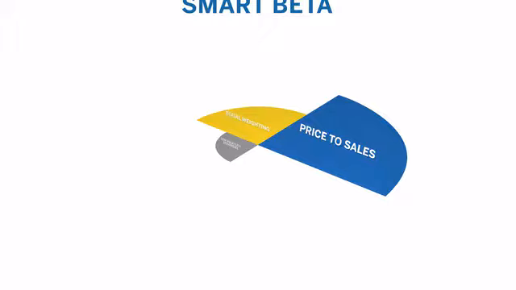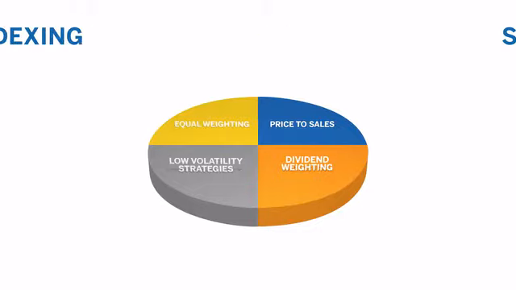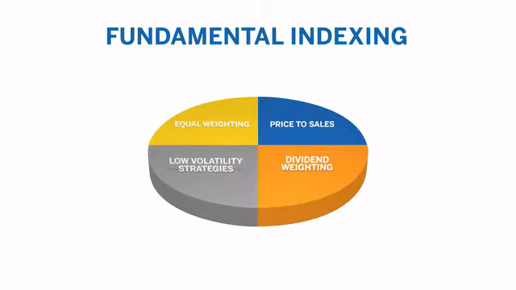Smart beta is an approach that tries to enhance the return from tracking an asset class by deviating from the traditional cap-weighted approach. So instead of simply buying shares or bonds in proportion to their market value and their respective indexes, each component stock might be weighted per their earnings or price-to-sales ratio. This is known as fundamental indexing.